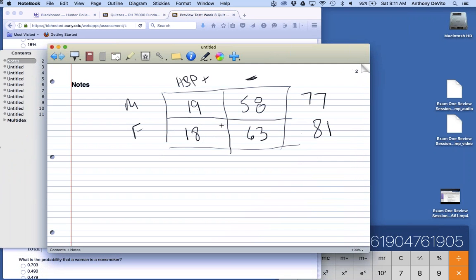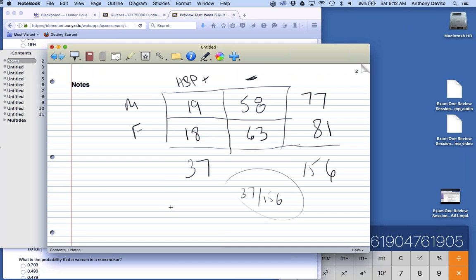So now if I had asked you what percentage of the population of this nursing home has high blood pressure, well, then you have the capability of adding up the 18 and 19 and getting 37, right? And seeing the total population is 156, and saying 37 out of 156 is the overall prevalence of high blood pressure in this population.